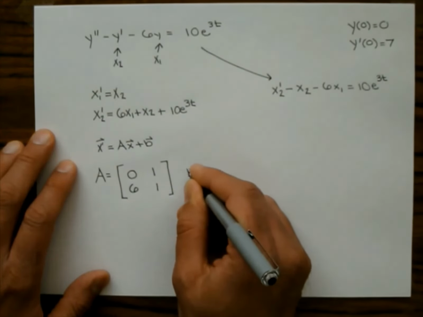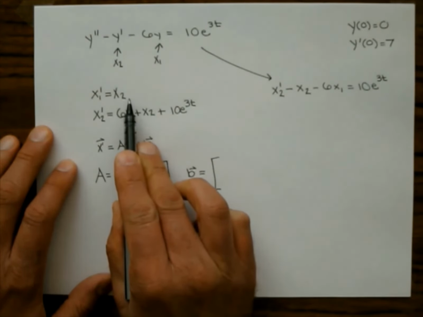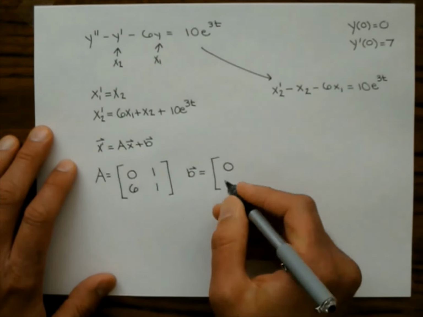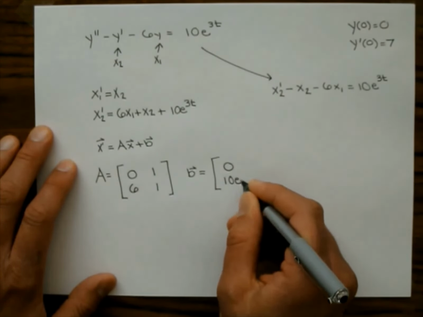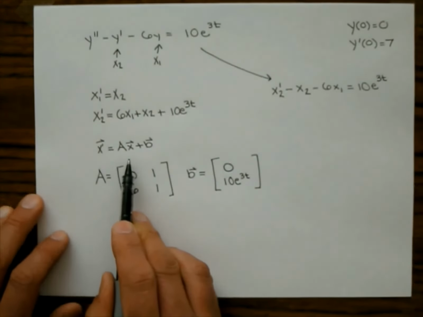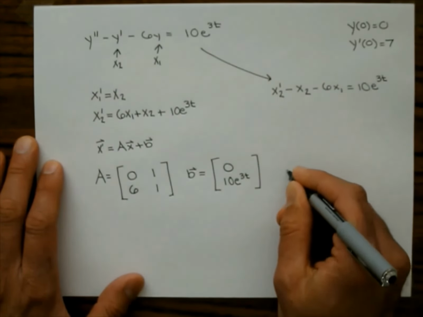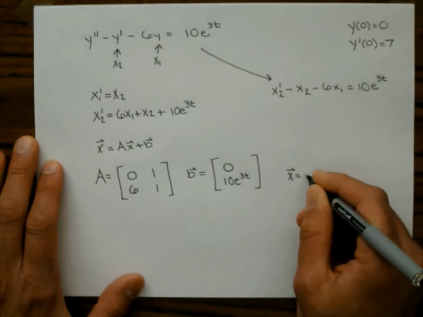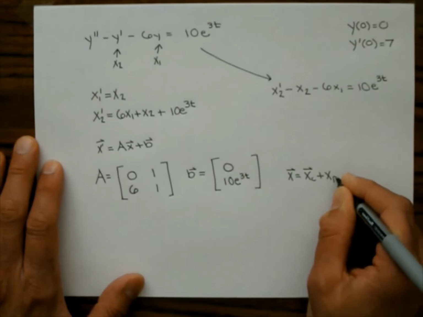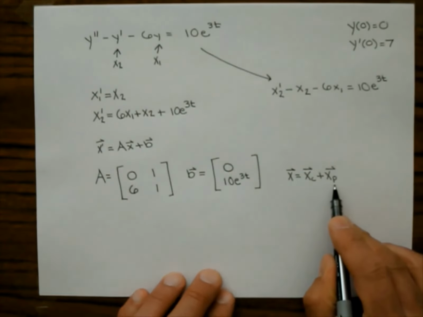And vector B is going to be, well, you don't have on the top equation something that is just a function of t, so I'll put a 0 there and a 10e to the 3t. So what I'm going to be doing is using the variation of parameters technique to do this problem. My answer is going to be x bar equals the complementary solution plus the particular solution. This particular solution is where we're going to use the variation of parameters.